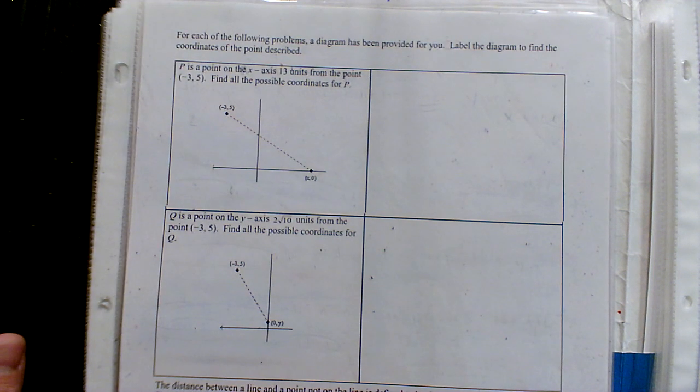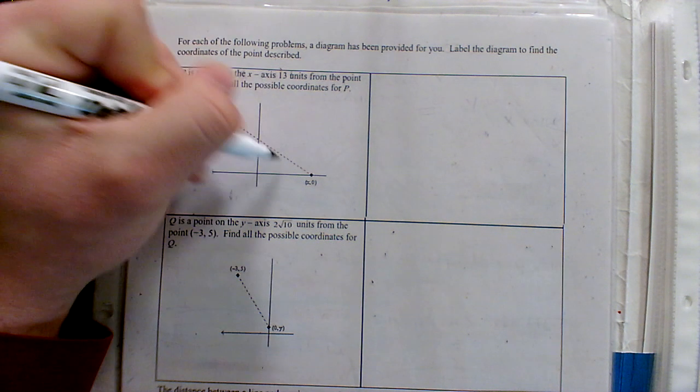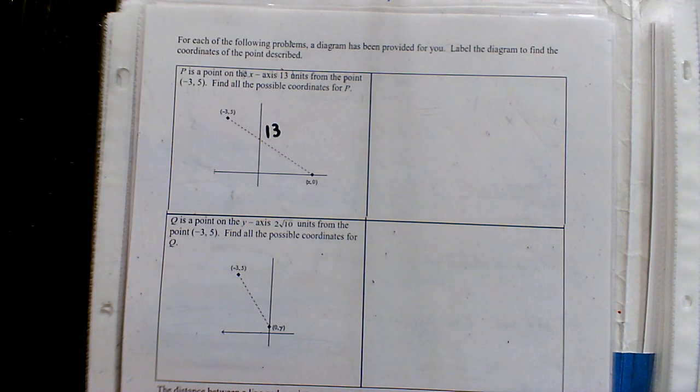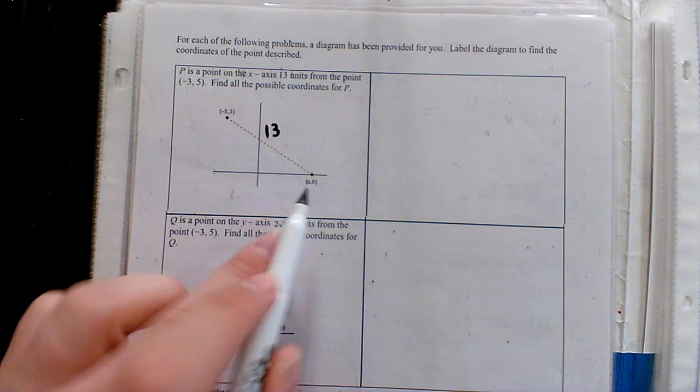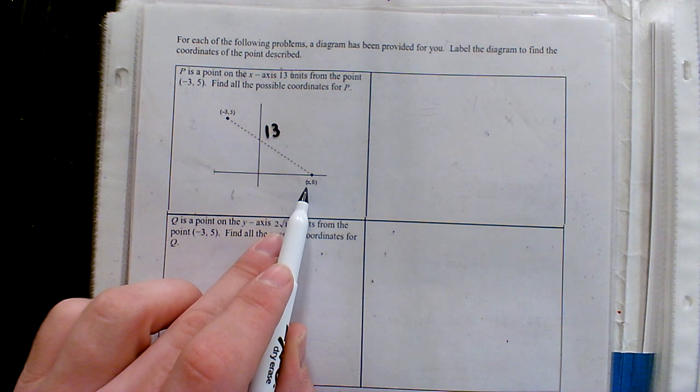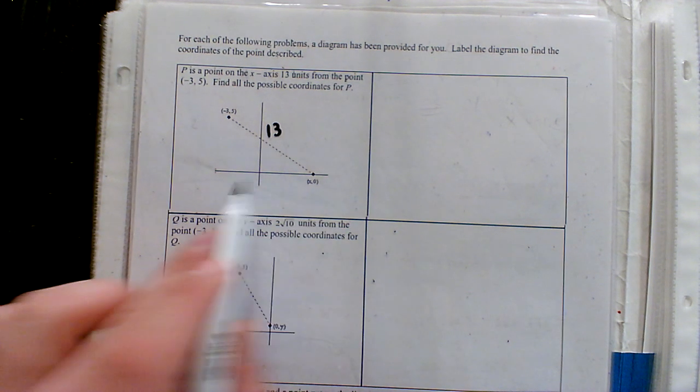So for each of the following problems, a diagram has been provided for you. Label the diagram to find the coordinates of the point described. So in this first one, P is a point on the x-axis, 13 units from the point -3, 5. Find all of the possible coordinates for P. So they're saying that this dotted line, we don't know exactly where it's at, but we know that it's going to be 13 units long. And we know that this one's going to be on the x-axis here, so we know the y value is 0, but we don't know exactly where it's going to fall on the x-axis yet.